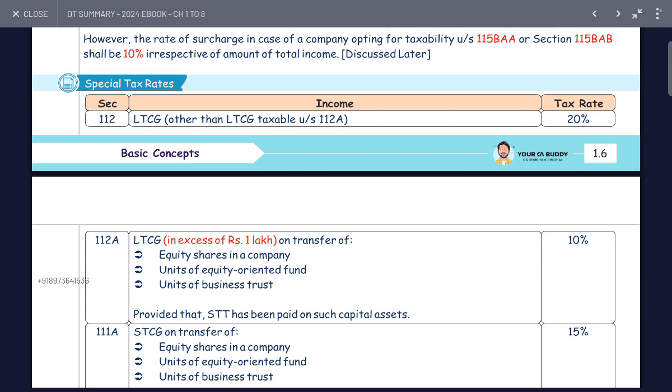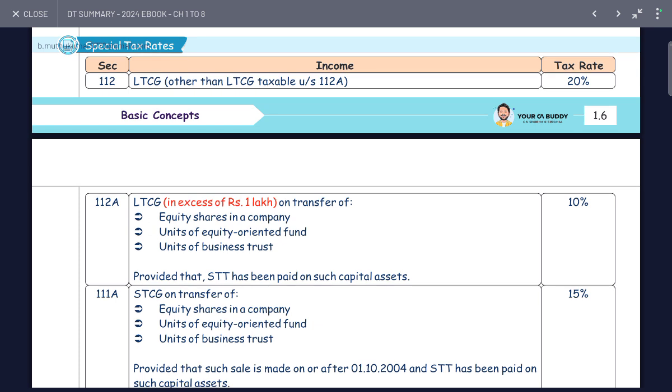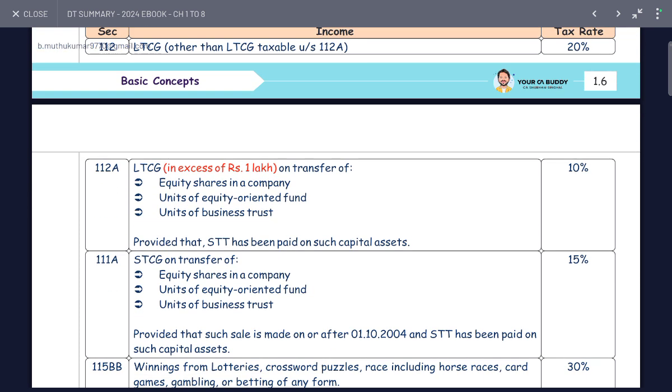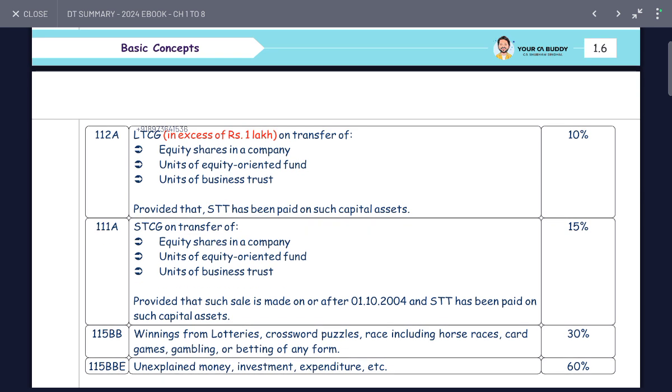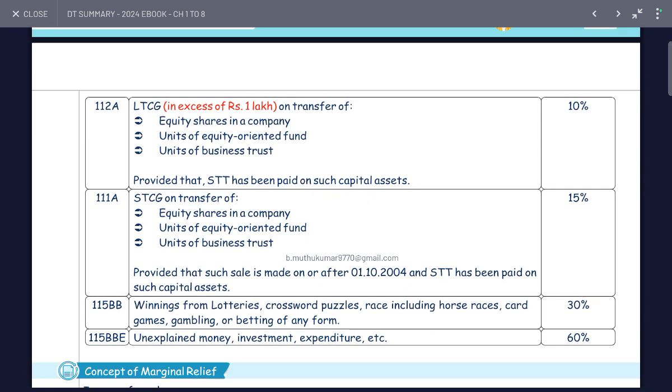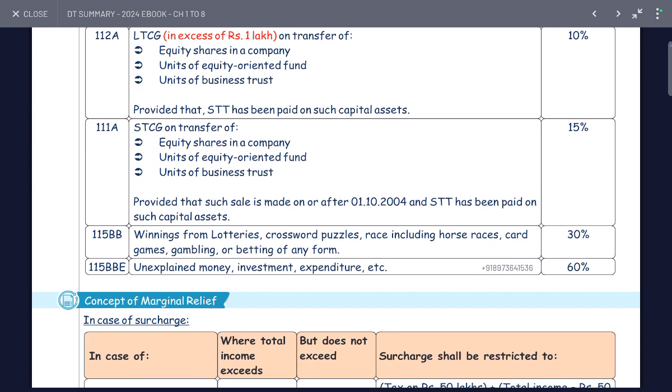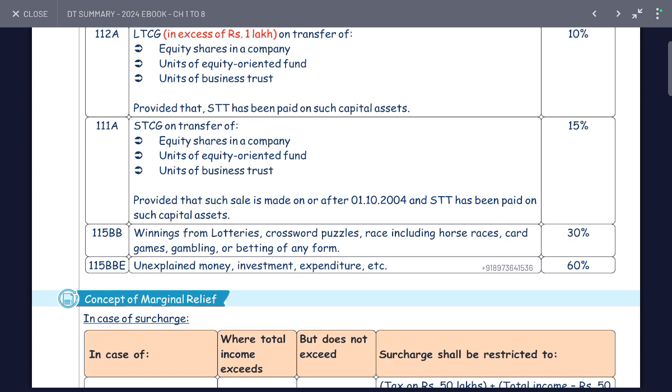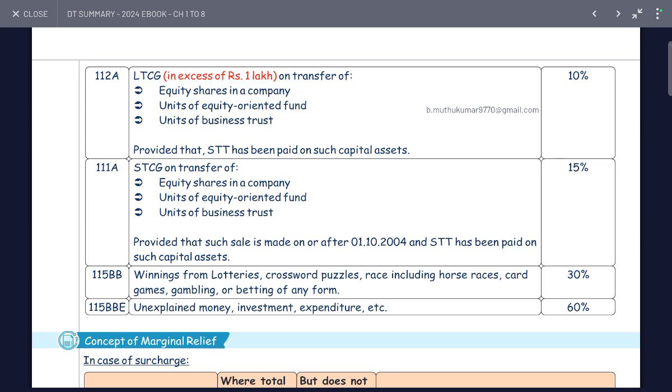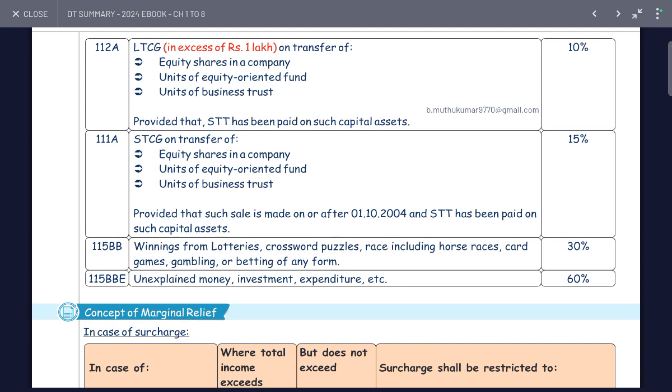Section 112: long-term capital gain other than the long-term capital gain under section 112A is 20%. Section 112A: long-term capital gain in excess of 1 lakh on transfer of equity share of a company 10%, unit of equity oriented fund 10%, unit of business trust 10%, with the provision that STT has been paid on this capital asset. Okay. Security transaction tax has been paid on this capital asset.